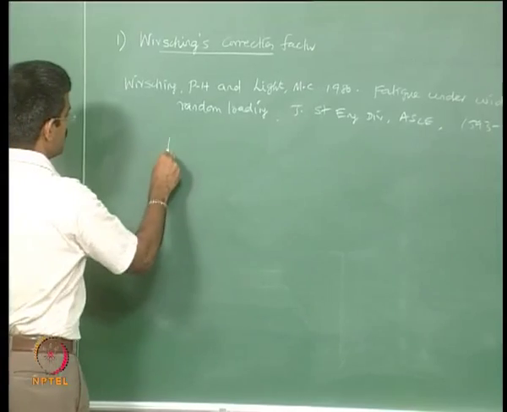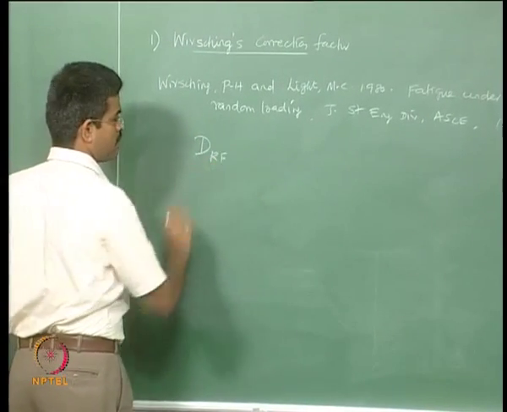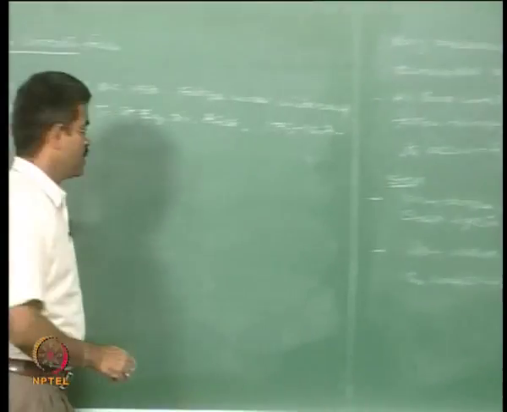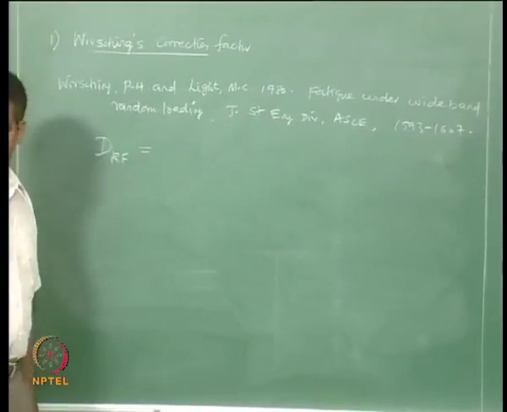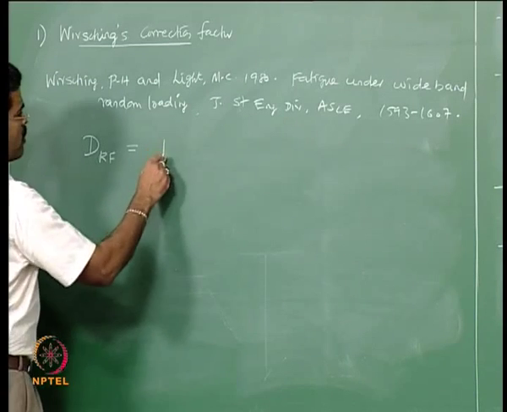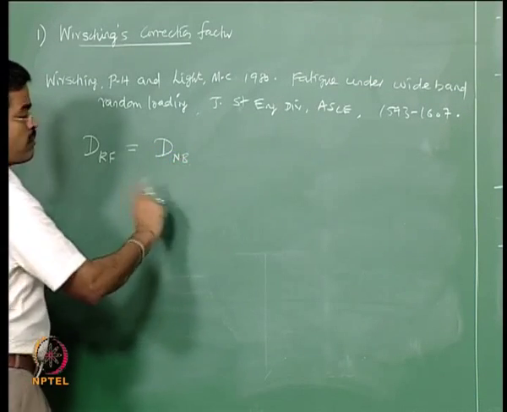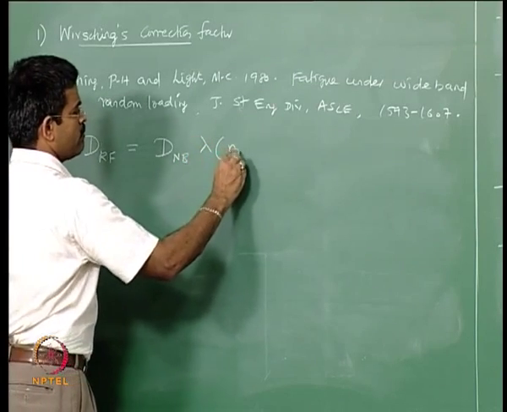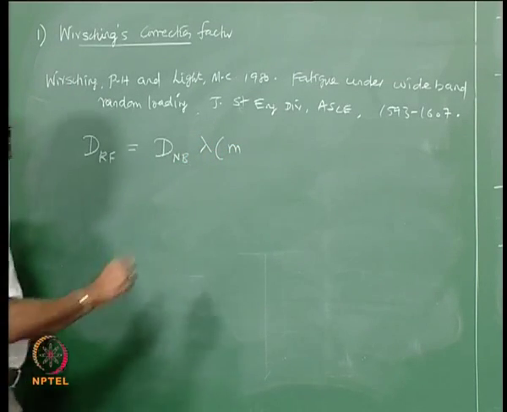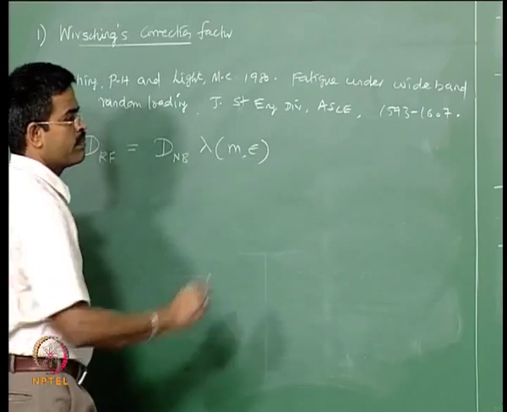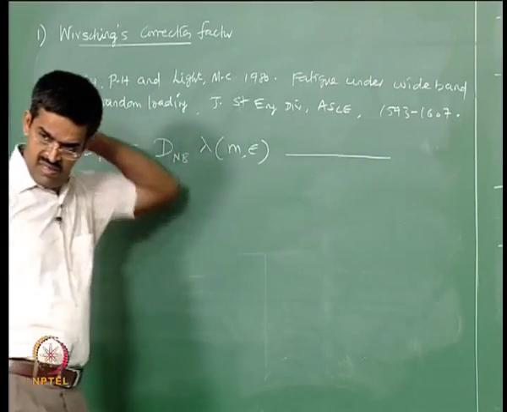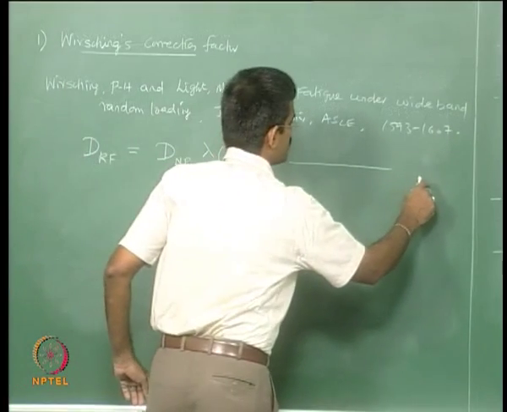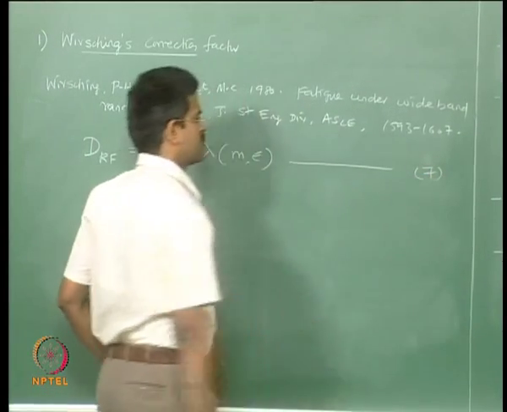He says that the damage estimate based on the rainflow count is modified by an equation, which is given for the damage estimate for the narrow band multiplied by a factor lambda, which is a function of m and epsilon. Can you give me the equation number here? 6, 7, yeah, that is what, okay.